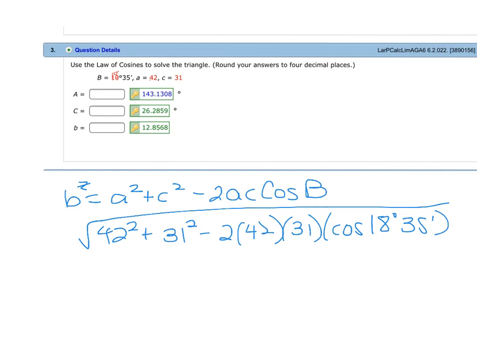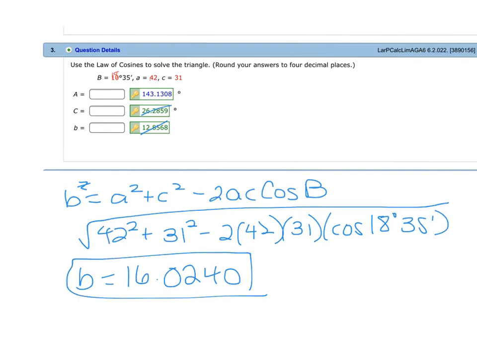But if you get something like 18.45678910, and you have to write that out every single time, it's easier to keep it in that format. So I would just do second square root 42 squared plus 31 squared minus 2 times 42 times 31 times the cosine of 18. Go second apps, get your degree. 35, second apps, get your single tick mark. And I get B is 16. Oh, wait. The numbers are different. They're not going to match. Remember, I changed it. 16.02. Yeah. Oh, no, 16.0240, because it says 4 decimal places.